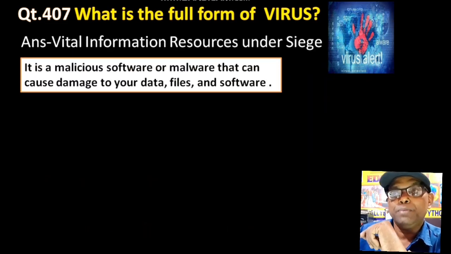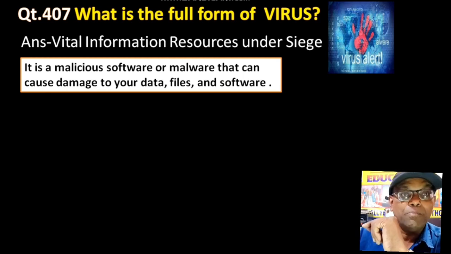What is the full form of a virus? Vital Information Resources Under Siege. This is the full form of a virus. You have heard of different viruses. This is a malicious program. This is malicious software and malware that can cause damage to data, files, and software through replication. This is very, very harmful to the computer.